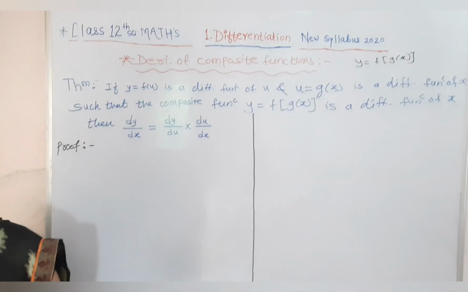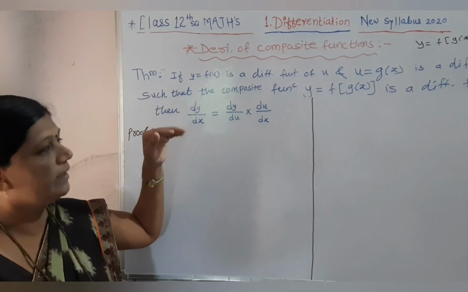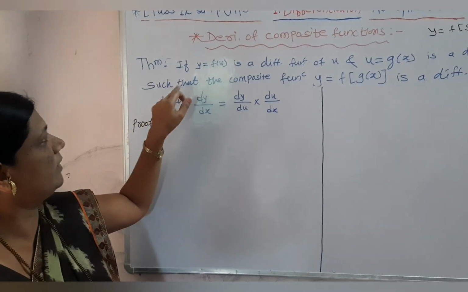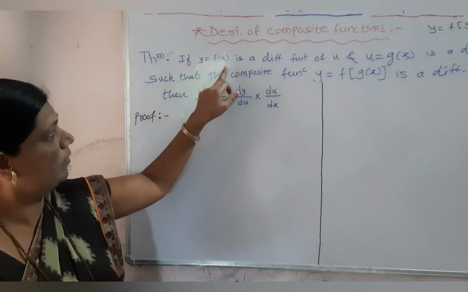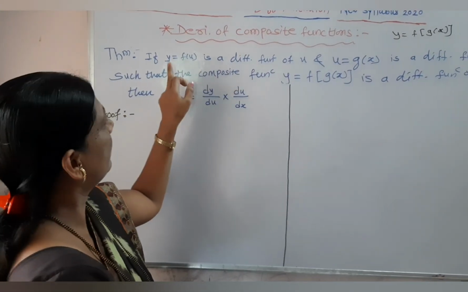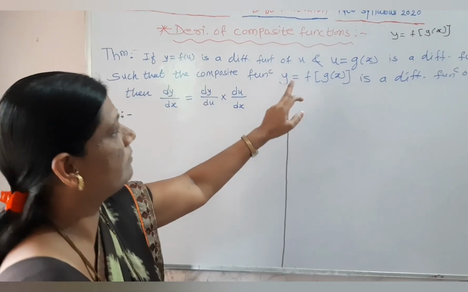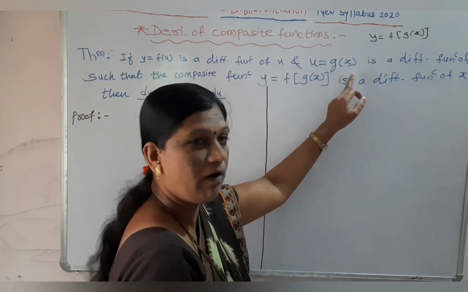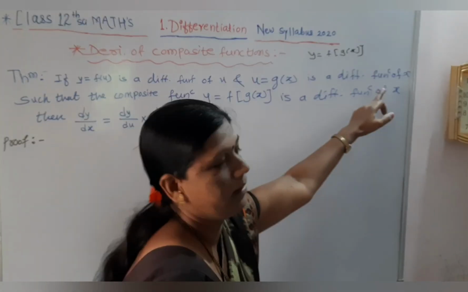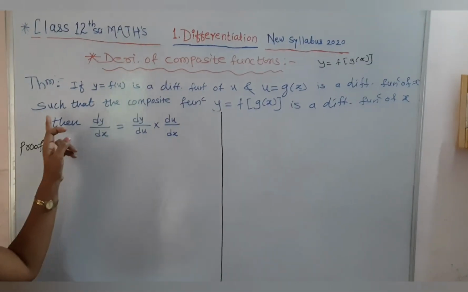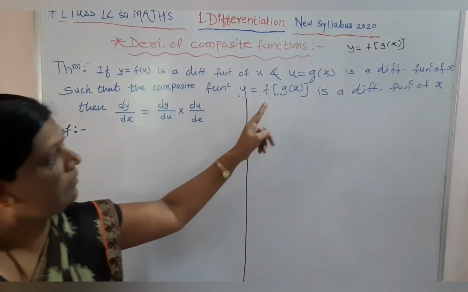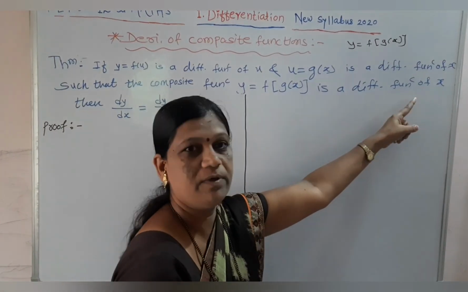On this topic, we will see a theorem. This is an important theorem for exam. The statement of the theorem is: if y equal to f of u is a differentiable function of u, and u equal to g of x is a differentiable function of x, such that the composite function y equal to f of g of x is a differentiable function of x.